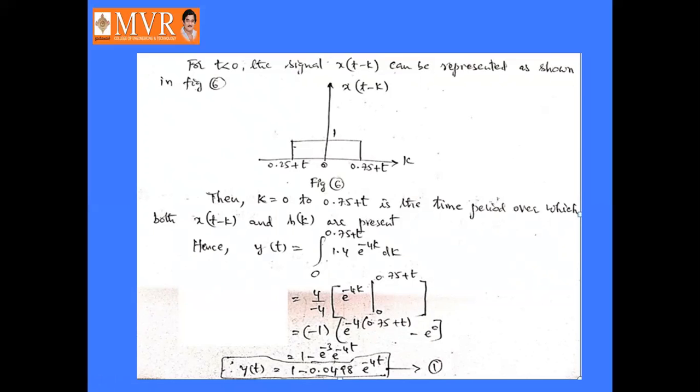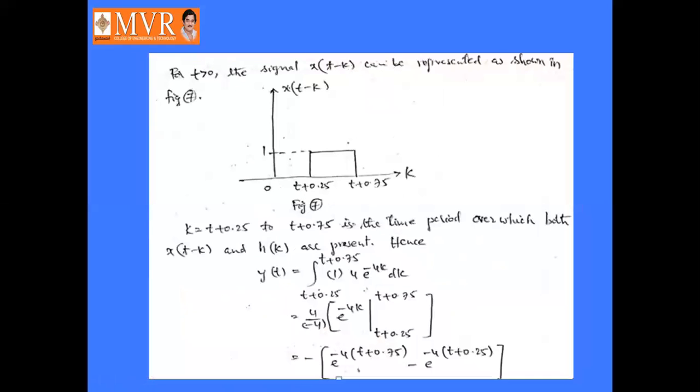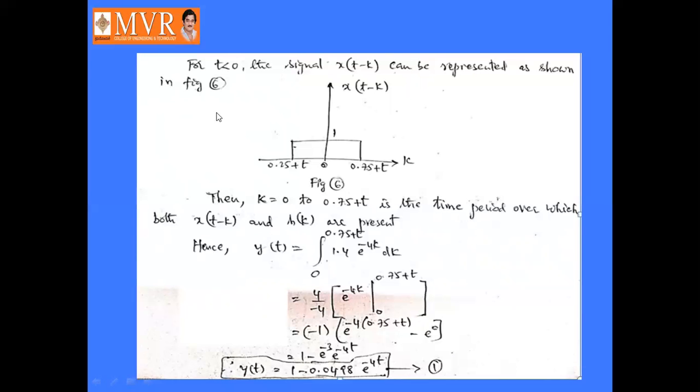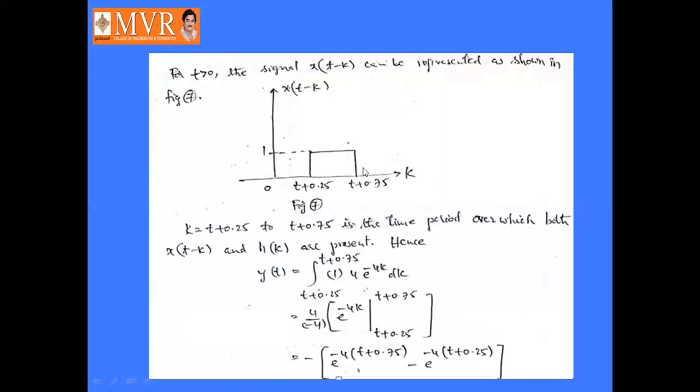That is, let it be considered as equation number 1. Then from t equal to 0 to 0.75 to t. For t greater than 0, the signal x of t minus k can be represented as shown like this. For t less than 0, it is as shown like this. For t greater than 0, it is shown like this.